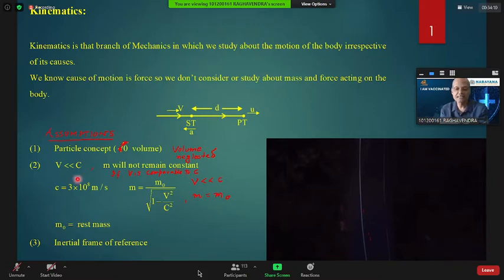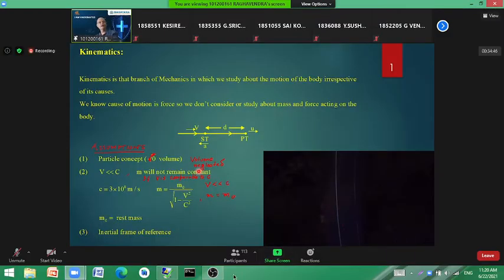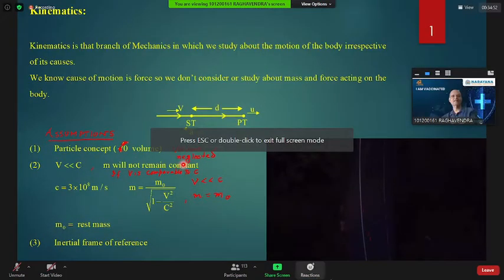Now, the second condition is very important, beta. For the second condition, v must be much lesser than c. If v is comparable to c, m will not remain constant. I remember a very famous example from Albert Einstein. A girl child, for fun, asked, she was very lean and thin, that she wanted to become a bit fat, what should she do. Einstein told her, you start running.